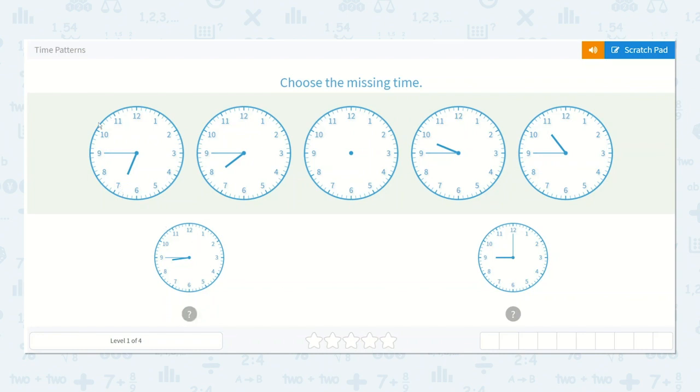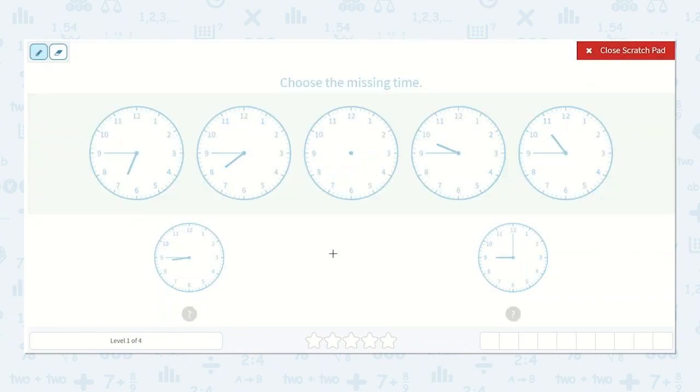Let's take a look at the lesson, time patterns. It says choose the missing time. Well, let's first find what each of the other times are. Here I can see that the hour is between the 6 and the 7, so I know it is still in the hour of 6. And the minute is pointing at the 9. Let's count by 5s to find what that is. 5, 10, 15, 20, 25, 30, 35, 40, 45.